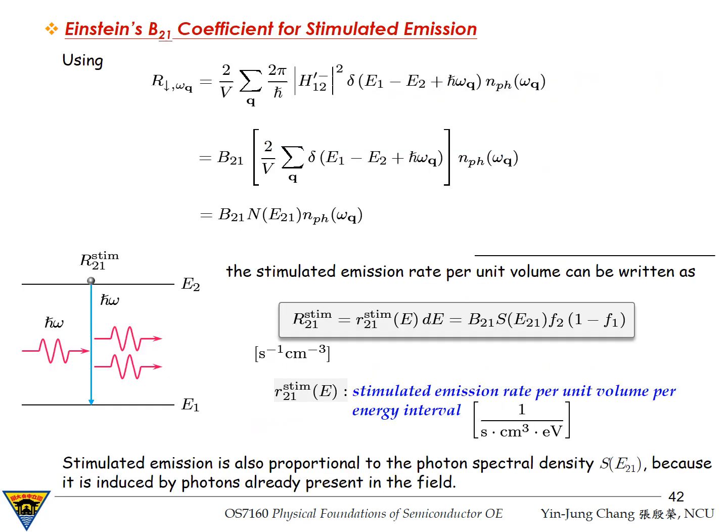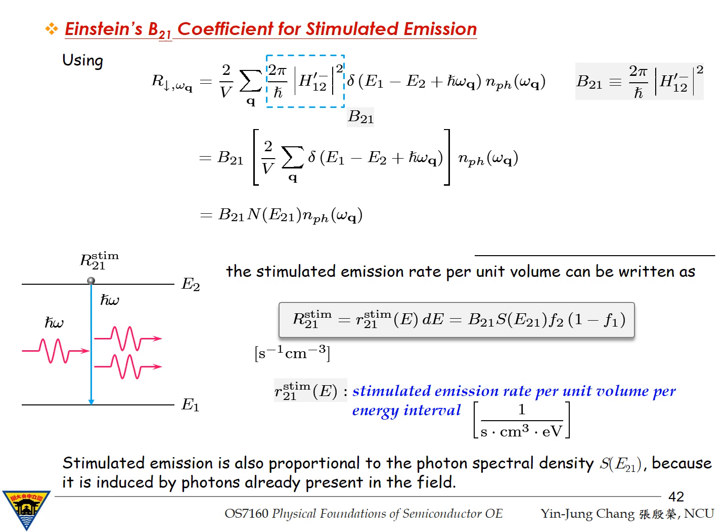Now we write stimulated emission mathematically using Einstein's B21 coefficient. The transition is now downward from E2 to E1. The photon energy is still equal to E2 minus E1. The equation for the downward transition rate per unit volume is in the same form as that for the per unit volume upward transition rate as we discussed earlier.